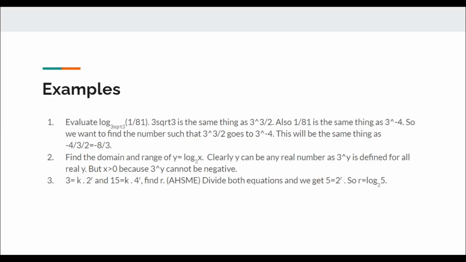Okay, here's another question. It says 3 is equal to k times 2 to the power r, and 15 is equal to k times 4 to the power r. Find r. You can divide both these equations, and it's going to become 2 to the power r is equal to 5. And this is simply log base 2 of 5 is equal to r. That's all this is.